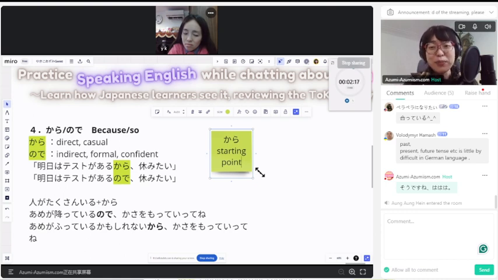So kara is the starting point. You know the starting point. Okay, go for it. With kara, you can go with it. How do you feel about it?